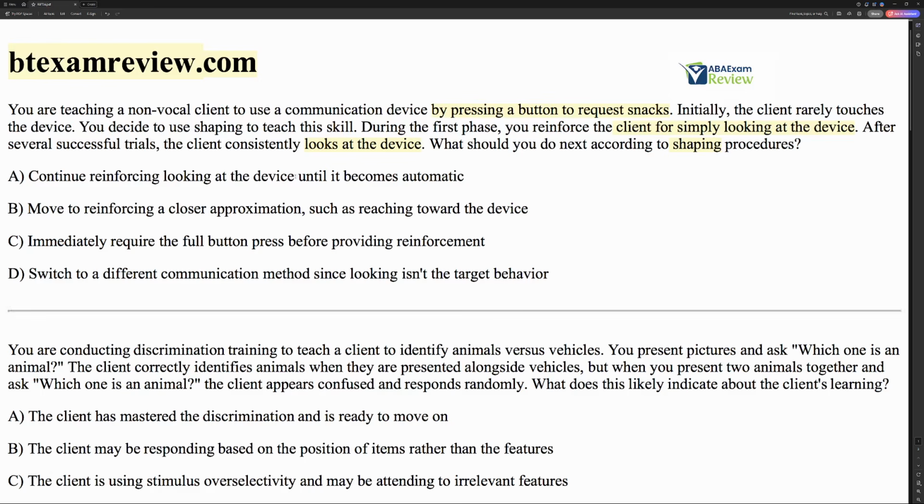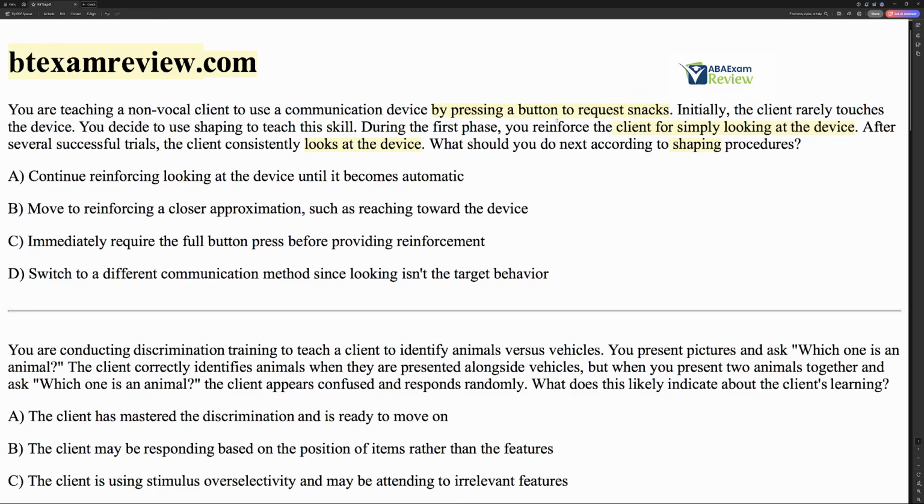A. Continue reinforcing looking at the device until it becomes automatic. With shaping, especially in the beginning, you want to try to move quickly through your approximations. So once it's shown that the client has relatively mastered an approximation, you really want to move on and not stay on one approximation too long. B. Move to reinforcing a closer approximation, such as reaching toward the device. Yes, now that they're looking, let's get closer to our terminal behavior of pressing that button to request snacks.